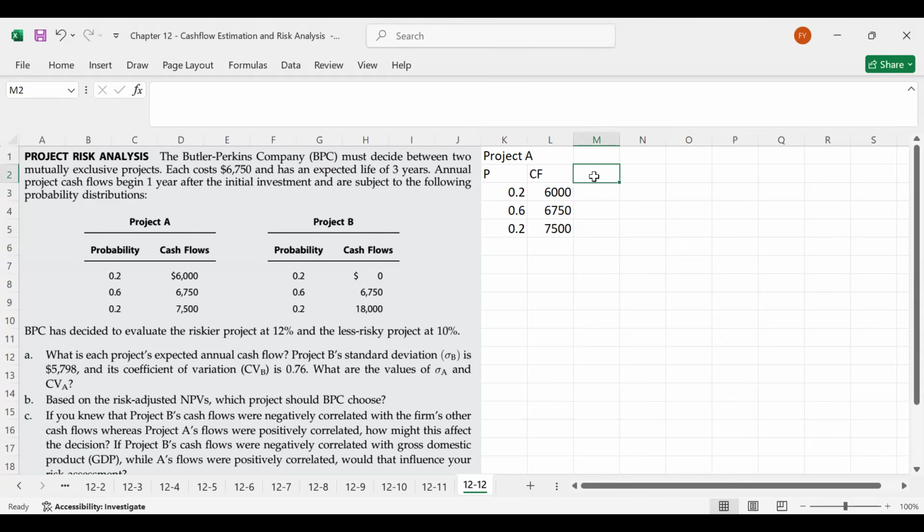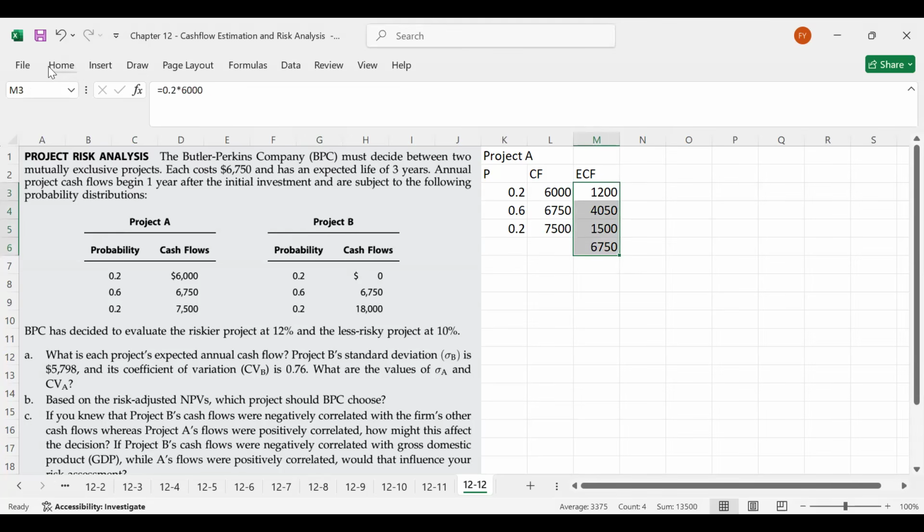So first step is to calculate the expected cash flows, and as the definition suggests, expected average cash flows, which we will get by multiplying cash flows with their respective probabilities. So E stands for expected cash flows. And here we have 0.2 multiplied by 6,000. And again, we have 0.6 multiplied by its cash flow, which is 6750. In the third line, we have 0.2 multiplied by $7,500. So these are expected cash flows, and we are going to take the sum of these.